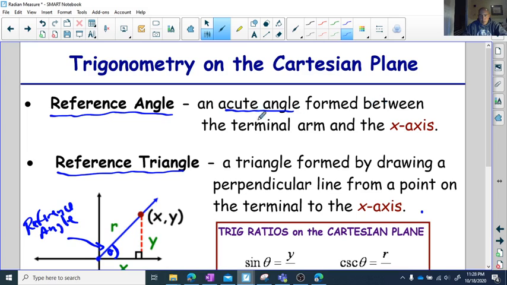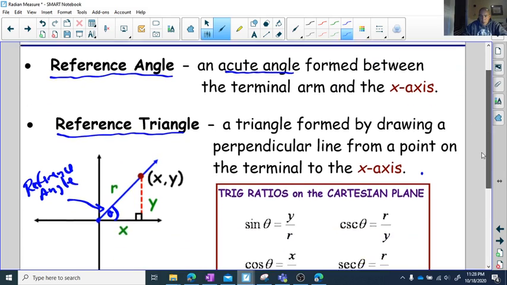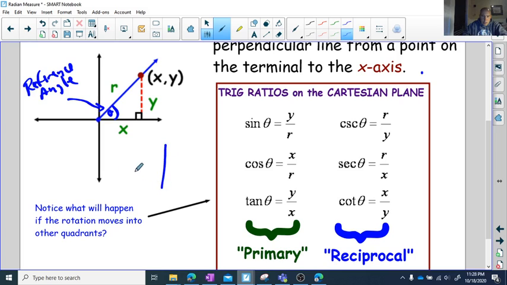That is formed between the terminal arm, that's this blue arm, and the x-axis. So when this was my terminal arm, I knew this had to be my reference angle. It's the acute angle between the terminal arm and the x-axis. Now what that implies is, let's suppose your angle looked like this instead, and your terminal arm was over here, let's say. That would mean that this is the reference angle. It's always an acute angle formed between the terminal arm and the x-axis. So this would be my reference angle.